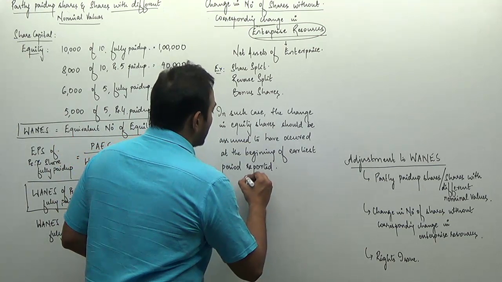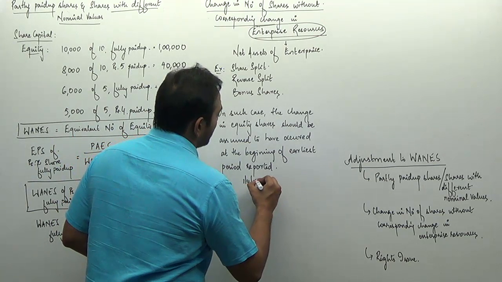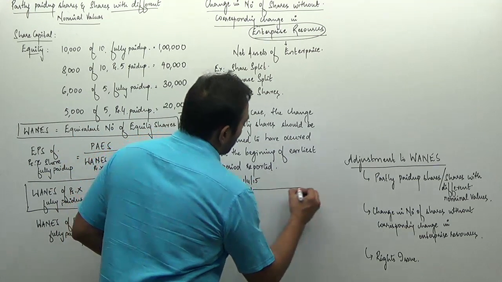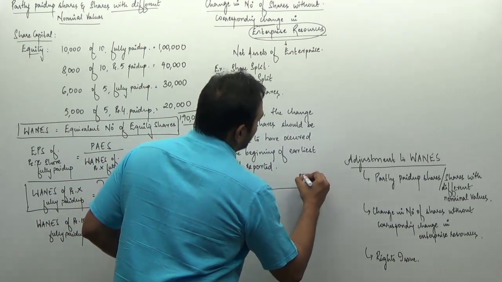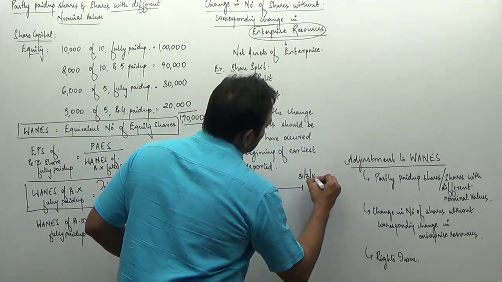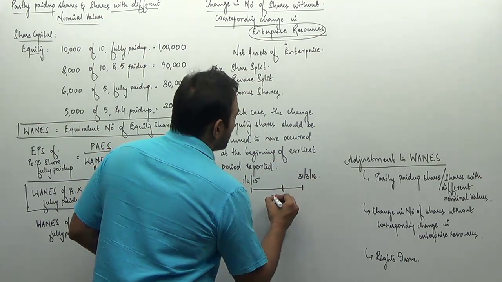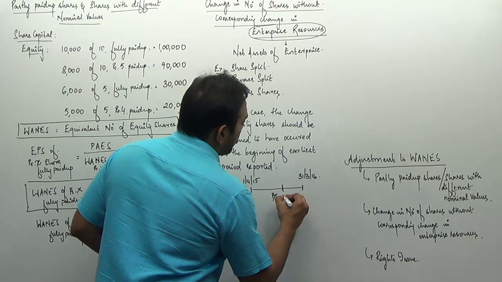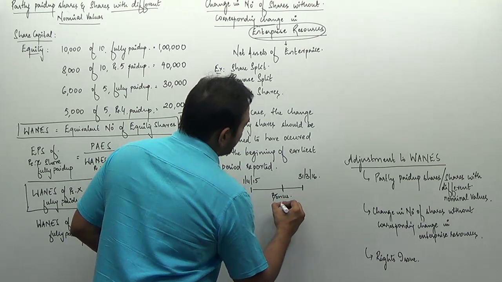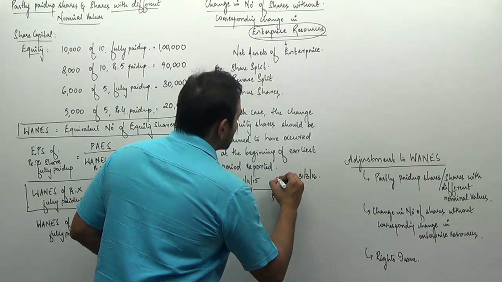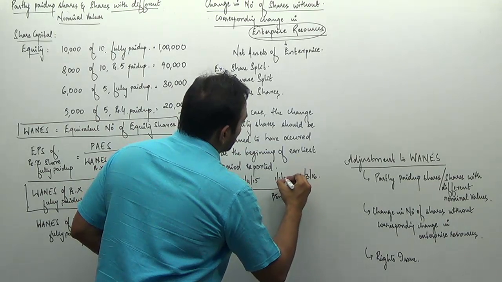My reporting period is 1st April 2015 up to 31st March 2016. There was a bonus issued, bonus shares issued. Let's say this date was 1st Jan 2016.